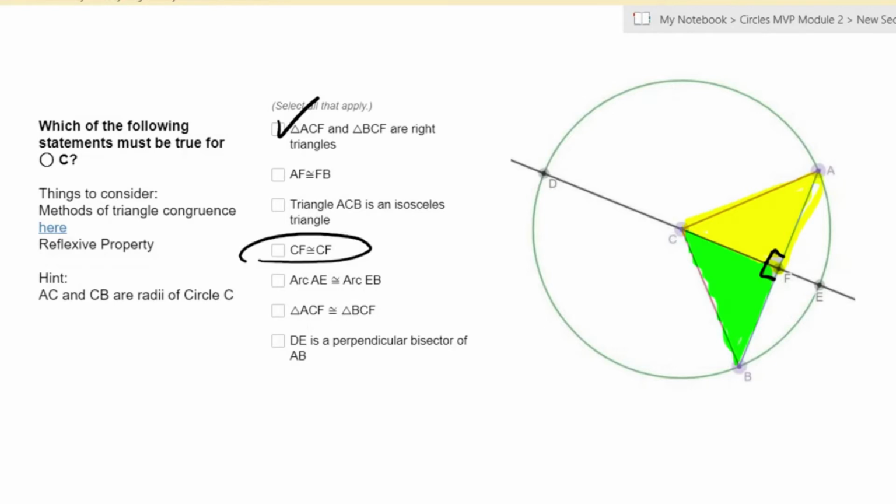All right, so the next one I'm going to look at is the statement that says CF is congruent to CF. So it's talking about segment CF. That's a true statement because we're just saying a segment is congruent to itself. And if you remember back to triangle congruence, we used the reflexive property when we said a segment was congruent to itself.